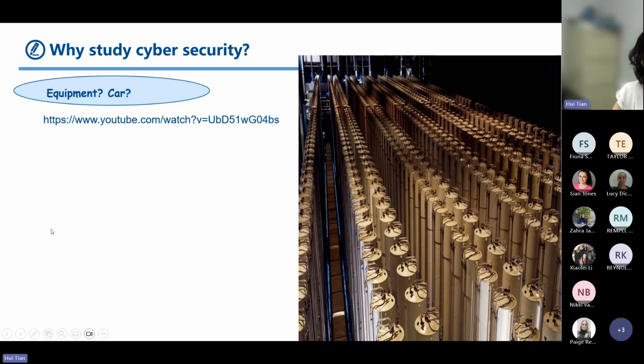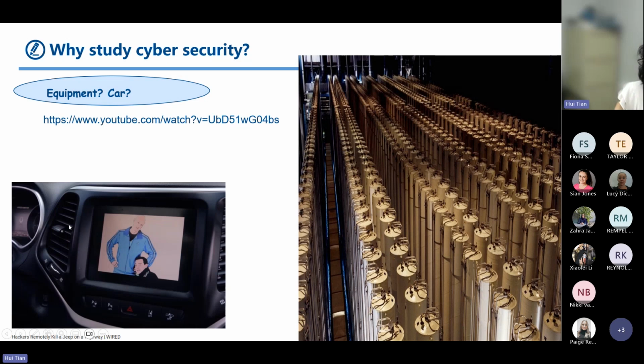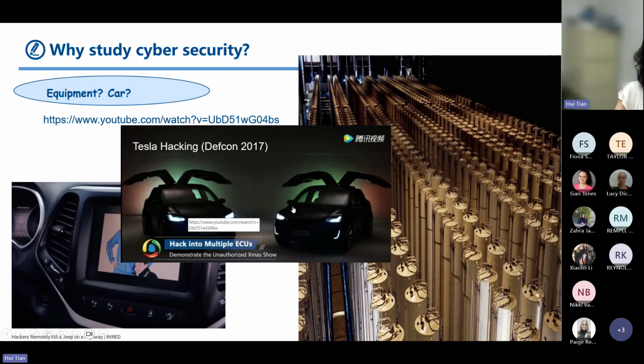The next picture shows a car running on the highway, and some hackers, who are of course ethical hackers, are doing a demonstration of car system hacking. They control the car while it is on the highway. The next picture shows a Tesla hacking demonstration at a conference that year, where they controlled the car system to make it dance with the music.